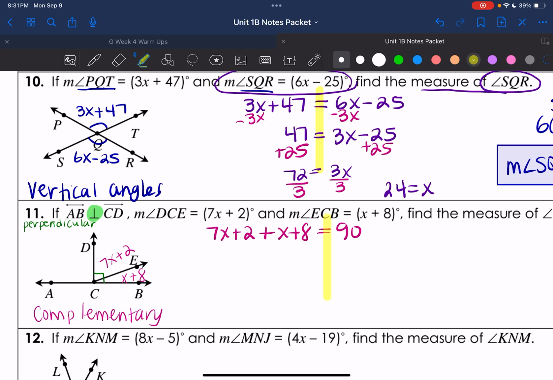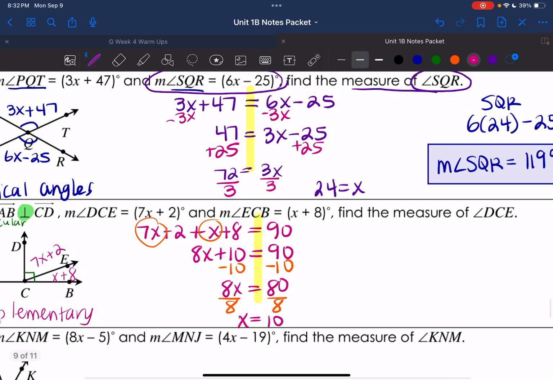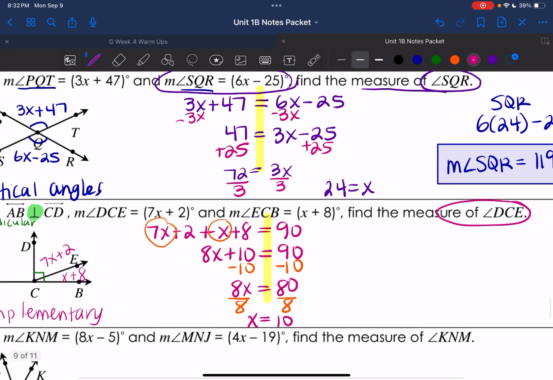Okay, so I'm going to start by combining like terms. These two that I'm circling are both x's, so I can turn that into an 8x. And then 2 plus 8 is 10. Let's subtract 10 from both sides. So now I have 8x equals 80. Last step is divide by 8. So x equals 10.